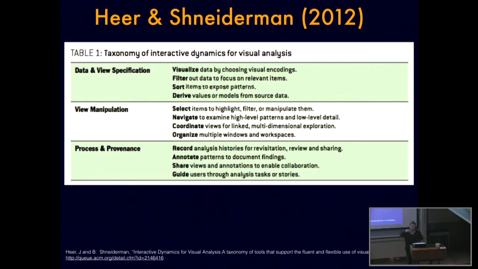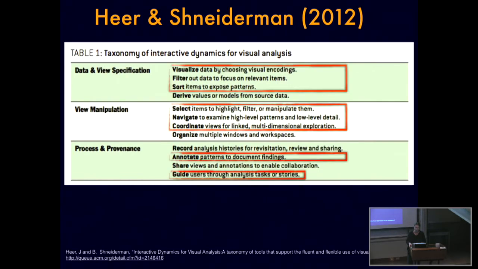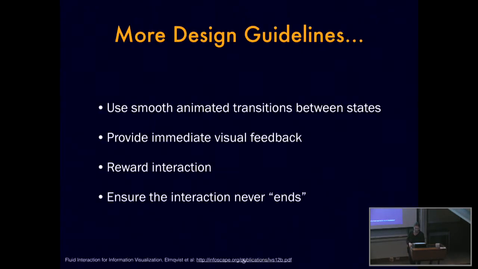So there are a number of good principles in here. I think there are also a few things that are missing, so I'm going to supplement a little bit. We're not going to talk about every single one, but the ones we are going to talk about are in the red here. We're going to talk about visualizing data by choosing visual encodings, filtering, sorting, selecting, navigating, coordinated views, annotation, and some basic storytelling stuff. And I'm supplementing a little bit with some stuff from another more recent paper.